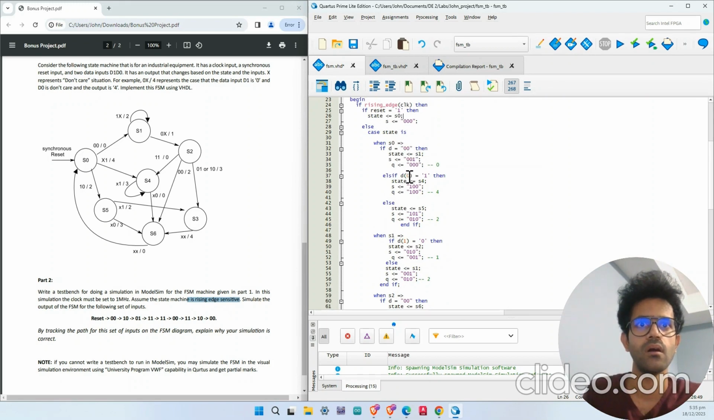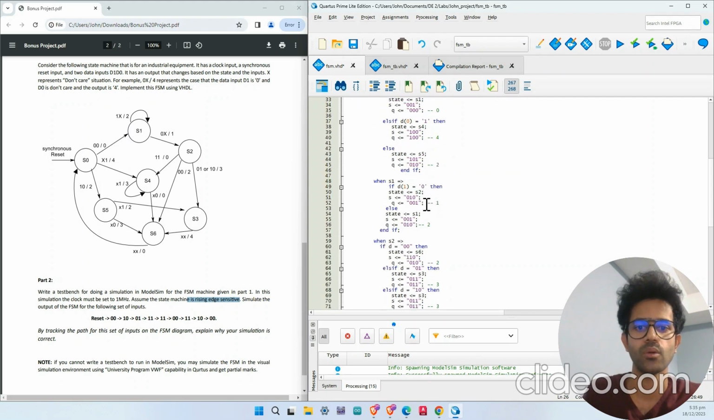Here, 0, 1 and 1, 1 are taken into account. So the only thing that's left is 1, 0. So that's the else condition. If it's 1, 0, it goes to state 5 and it has the output of 2. So that's the case when we are in state 0.